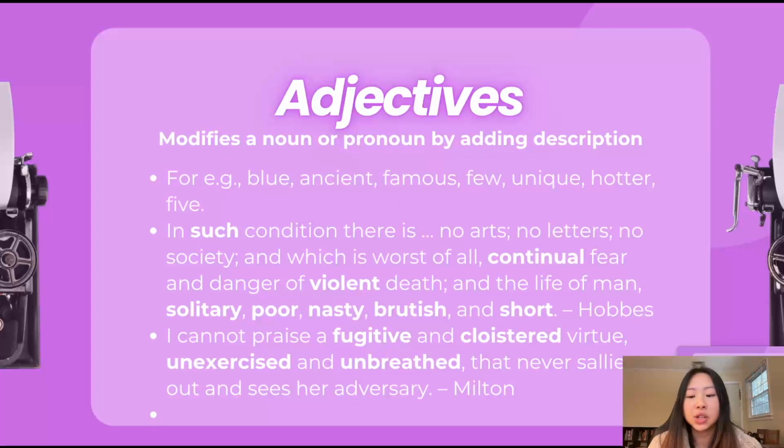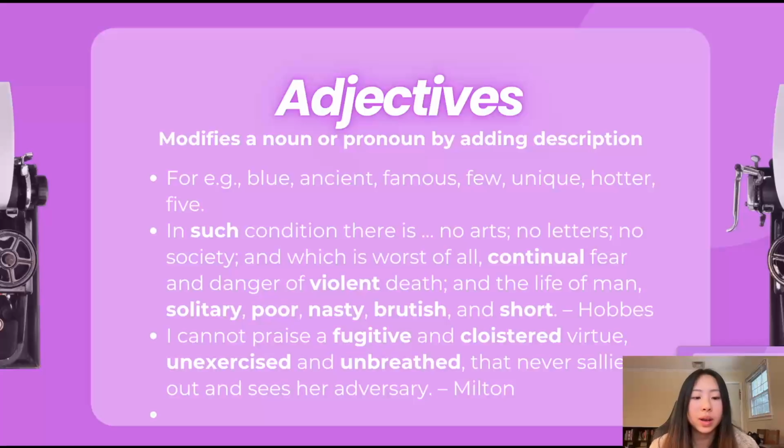An adjective essentially modifies a noun or pronoun by adding description. Some examples of adjectives are blue, ancient, famous, few, unique, hotter, and 5. One example of where we can see adjectives being used is Thomas Hobbes describing life as "solitary, poor, nasty, brutish, and short." Those are all things that describe life, which is a noun.